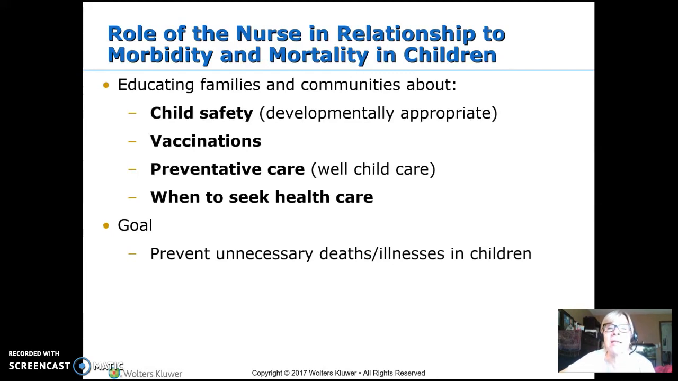A few hours can make the difference in the outcome. So any infant under 3 months with a fever, straight to the emergency department. And our goal is to prevent unnecessary death and illness.